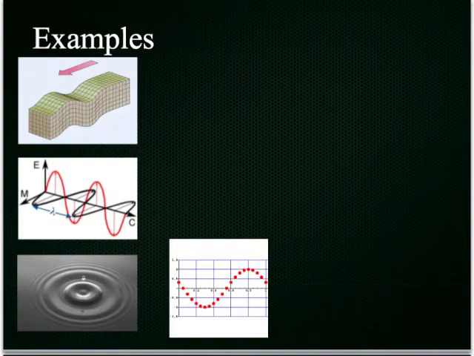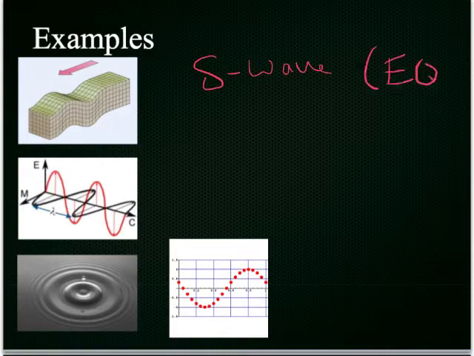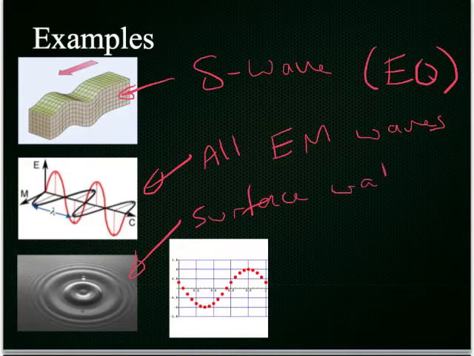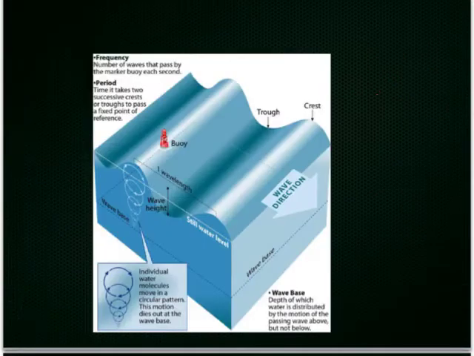So examples of this is S wave from earthquakes, like that one there, or electromagnetic waves, and also surface water waves. So this buoy on the surface of the water would actually just oscillate up and down. Under the water is actually something completely different. It's actually circular.